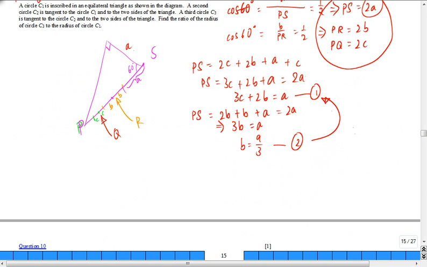Substitute equation number 2 into equation number 1. We get 3C plus 2 times A over 3 equals A. Simplify, get C over A equals 1 over 9. What we are doing over here is to play around with how we express the different line segments in terms of A, B, and C.